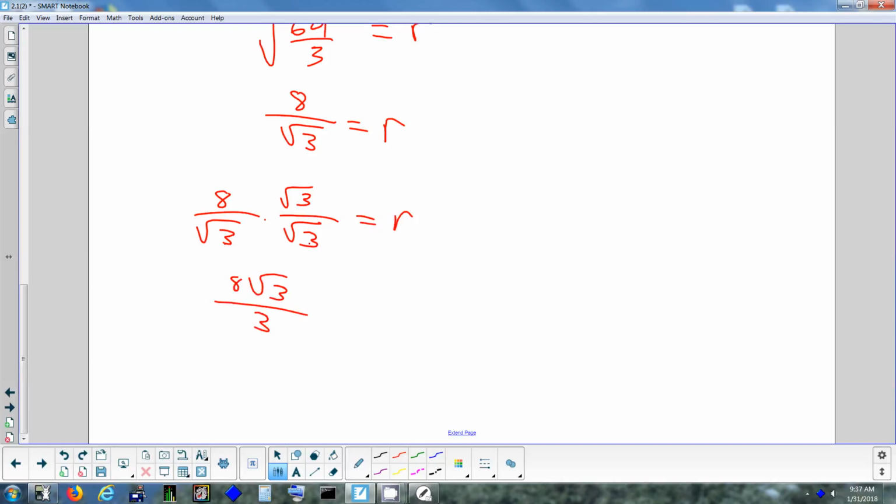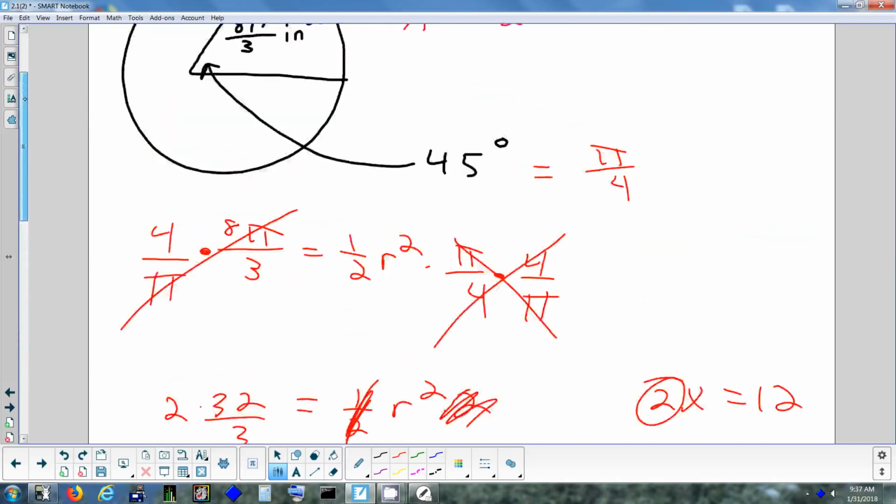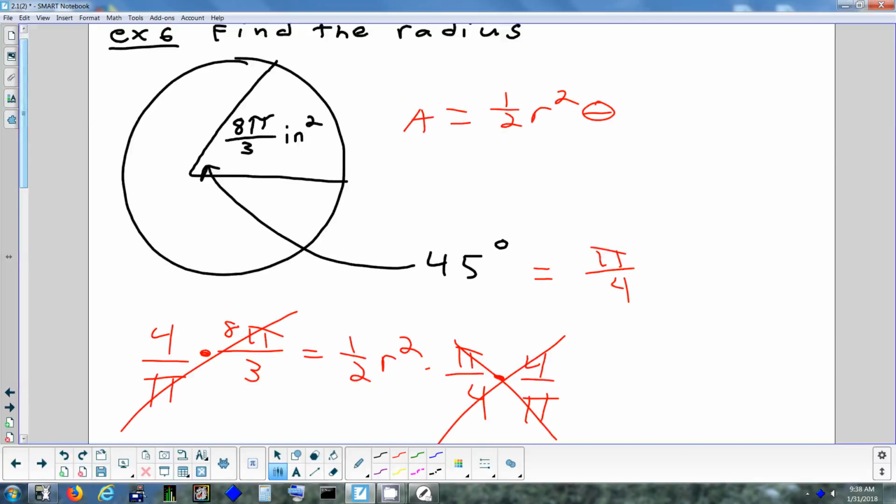Okay, that's about, I think, the hardest combination of problems you would have today, because there's a lot of simplifying in it. Okay, that's my radius. My radius is a length. Length is inches.